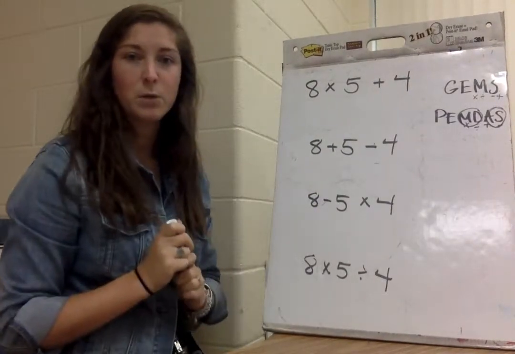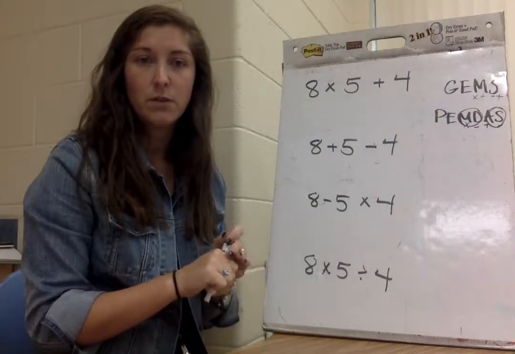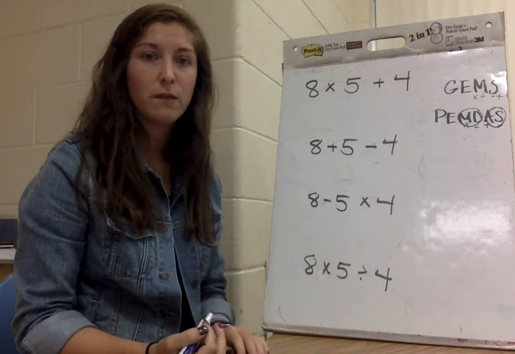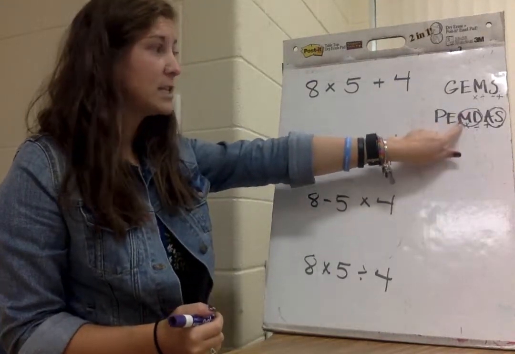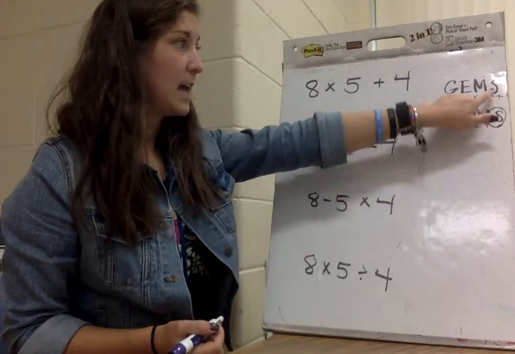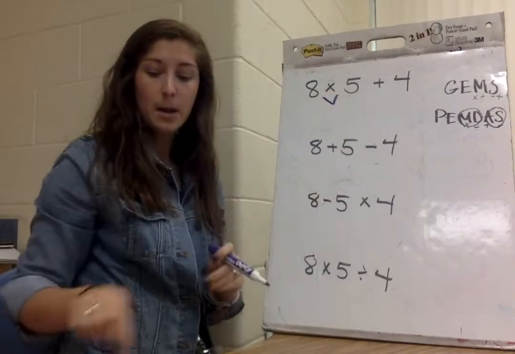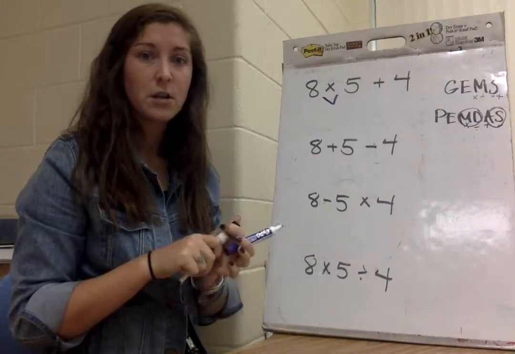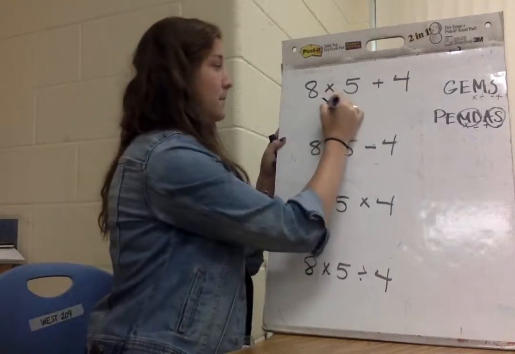8 times 5 plus 4. What operation is going to come first here? So if you think about it, which one's going to be first? If I look over here at GEMS or at PEMDAS, I notice that the M for multiplication comes before the A and the S for addition and subtraction. So that means that I'm going to have to work my multiplication first. So I know that 8 times 5 is 40.